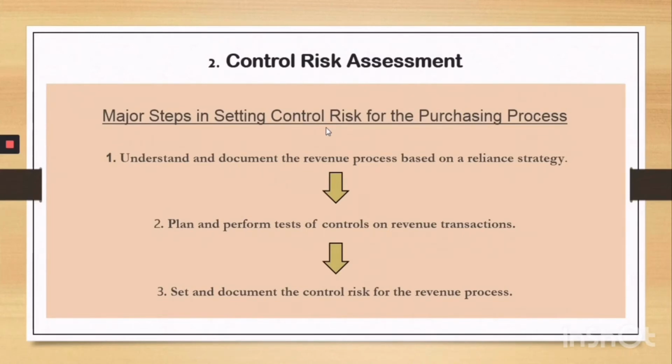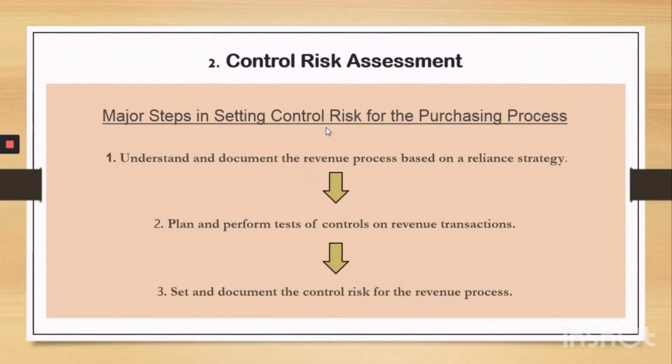For each major class of transactions in the purchasing process, the auditor again needs to obtain the following information. The first one is how purchase, cash disbursement, and purchase return transactions are initiated or started. The second one is the accounting records, supporting documents and accounts that are involved in the processing of purchases, cash disbursement, and purchase return transactions. The third one, the purchasing process.